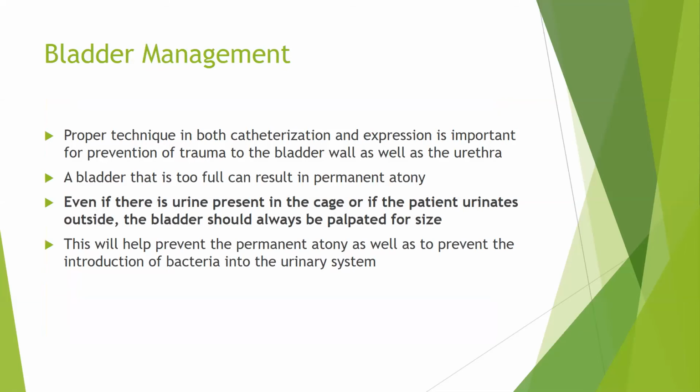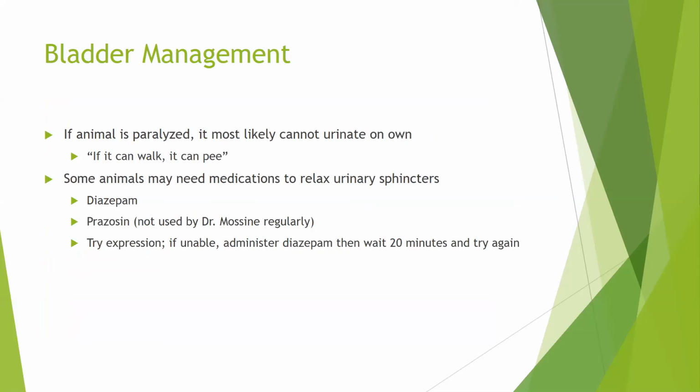All right, so next we're going to talk about bladder management. The proper technique in both catheterization and expression is important to prevent trauma to the bladder wall as well as the urethra. A bladder that is too full can result in permanent atony. Even if there is urine present in the cage or if the patient urinates outside, the bladder should always be palpated for size. This will help prevent that permanent atony as well as to prevent the introduction of bacteria into the urinary system. If an animal is paralyzed, it most likely cannot urinate on his or her own.